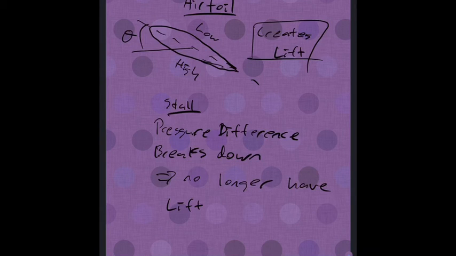Now, when we increase this angle too high, this pressure difference no longer occurs. Now, this means that there's no longer a lift force, so the plane will no longer be able to keep itself in the sky. This is why planes can't really descend that quickly. Otherwise, the angle of the wing will be too high and the plane will stall.